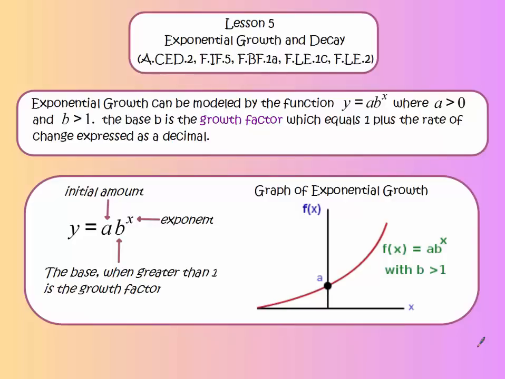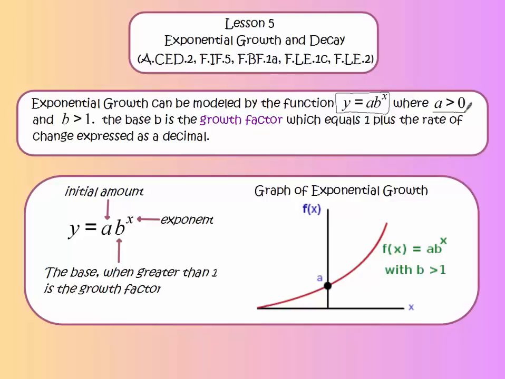Here we are with lesson 5 on exponential growth and decay. Let's start with exponential growth here. It can be modeled by the function y equals a times b to the x. Okay? And actually the decay model is going to be exactly the same. Here's what's different. This is the important part.